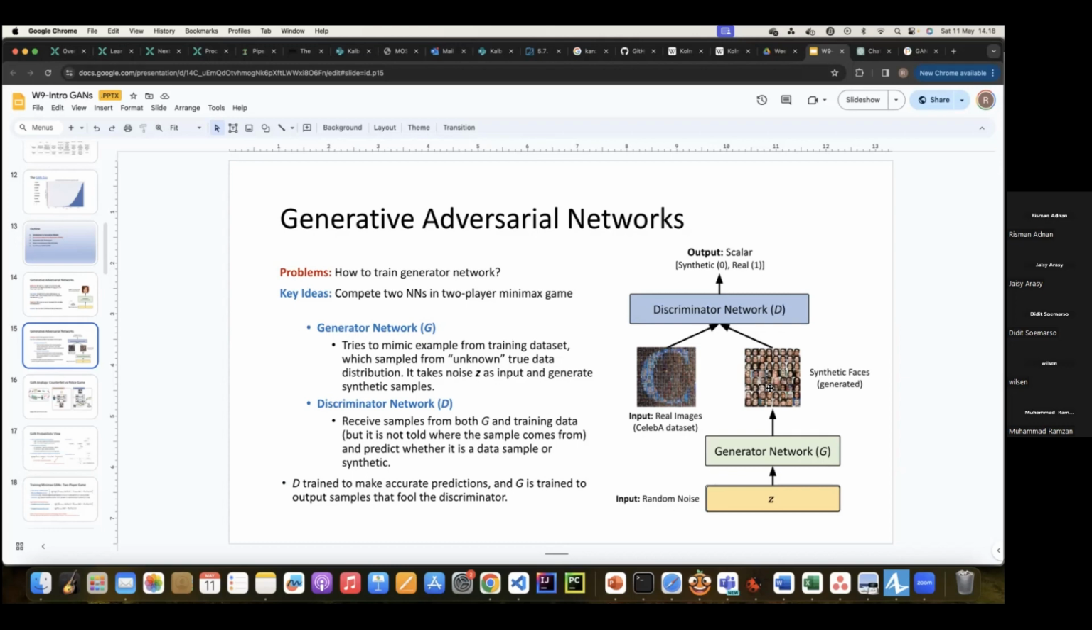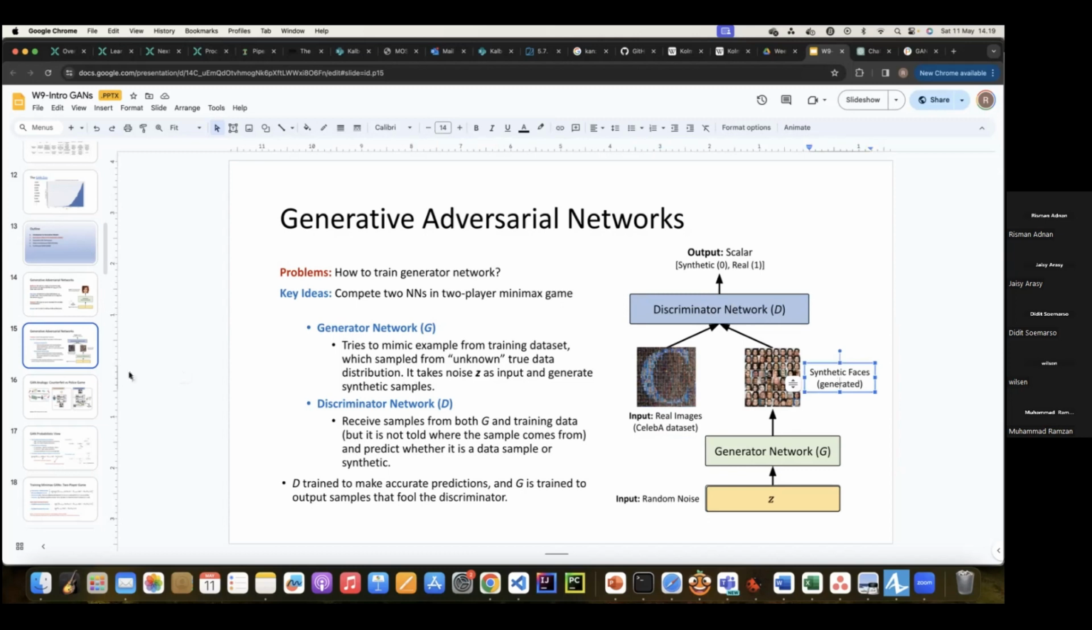Okay? So it's like a competition game. We call it minimax game. Why do we call it minimax or zero sum game? Because if the generator becomes smarter, the discriminator becomes more confused, yeah? So if the generator is smarter, then the discriminator becomes not able to differentiate between a real image and a synthetic image, okay?